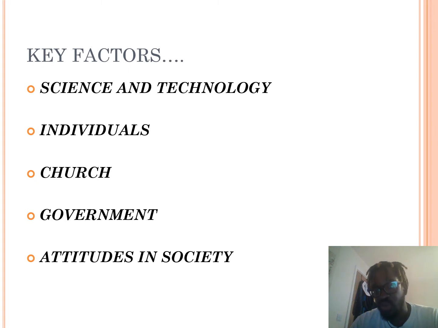Here is just reminding you what the factors are. So you may want to pause and rewind now, look at the question again, and then pick a factor and try to give me that paragraph as to why treatments would have improved dramatically in the 20th century.